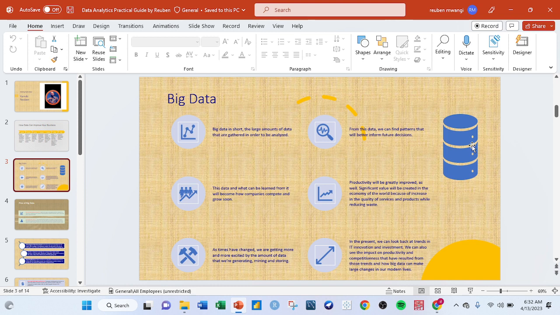So in the present, we can look back at the trend in IT innovation and investment. We can also see the impact on productivity and the competition that have resulted from those trends, and how big data can make large changes in our modern lives. So we have all seen the importance of big data, and we are seeing the impact that this data will have in our life in the future, and also at the moment, how this data is of great importance as we're speaking.